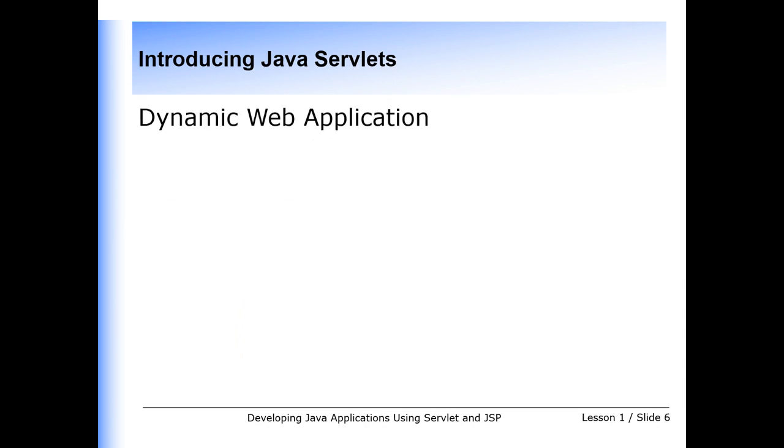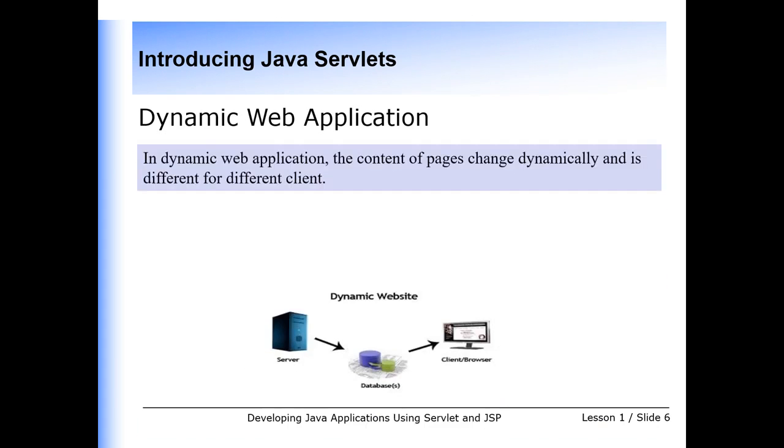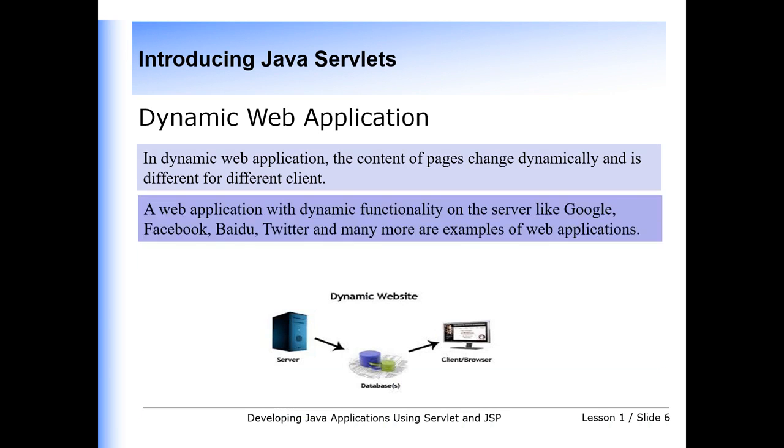Now come to the dynamic web application. So what is a dynamic web application? In a dynamic web application, the content of pages changes dynamically and is different for different clients. A web application with dynamic functionality on the server is known as a dynamic web application. For example, Google, Facebook, Baidu and Twitter and many more are examples of web applications.